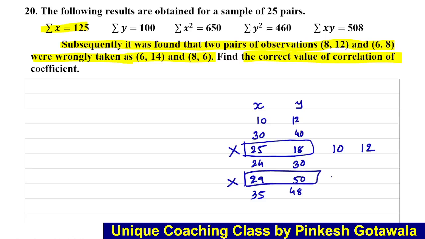Okay, it is wrong, the right pair is suppose 20 and 30. So this type of mistake was done by them. Okay, so they made a mistake: they actually took one pair, two pairs, wrongly. So here we know what would be the effect.